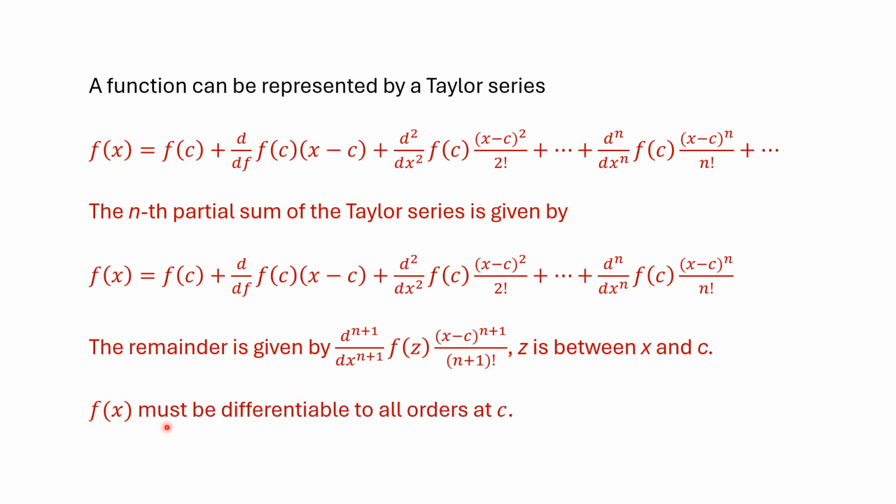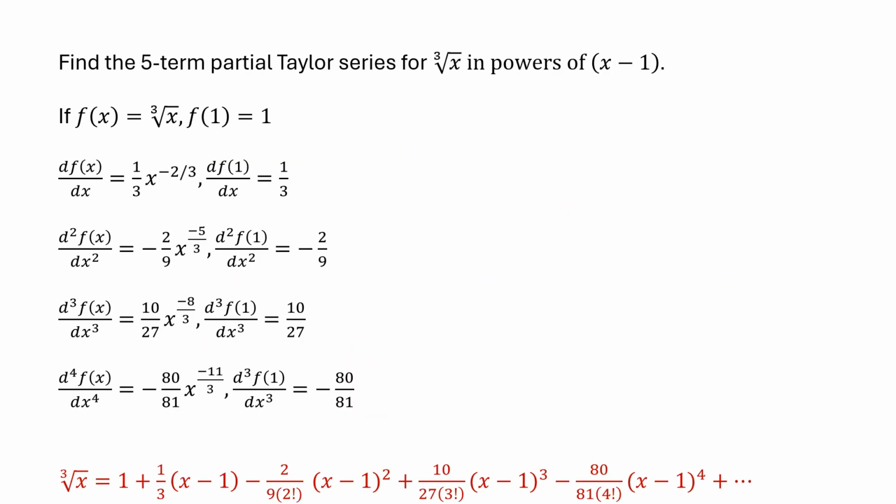f of x must be differentiable to all orders at c. So if we can't take the derivatives, we cannot get a Taylor series. So how does this look? Find a 5-term partial Taylor series for the cube root of x in powers of x minus 1.